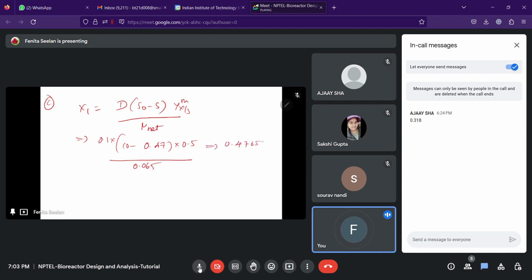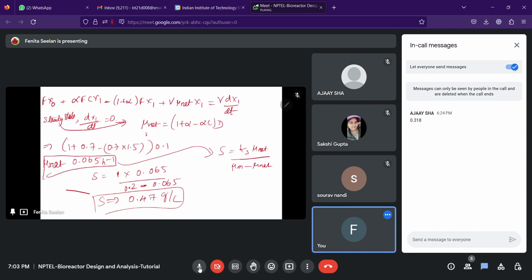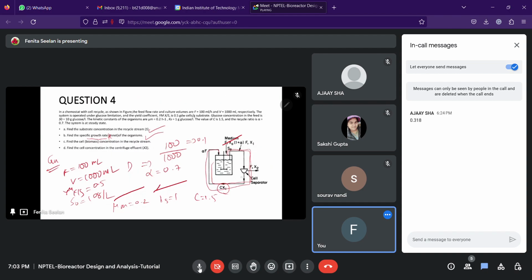Point 0.4765 divided by, it is around 7.33 gram per liter. So this is the cell concentration in the recycle stream, which is x1. So now you know the x1.